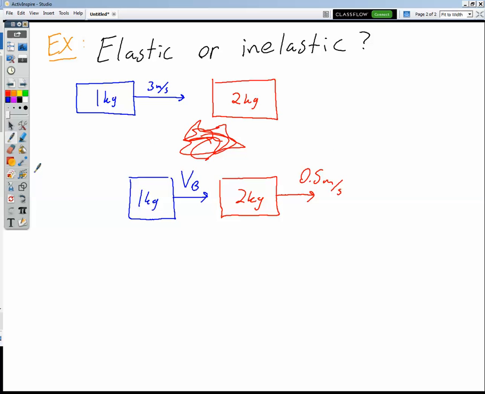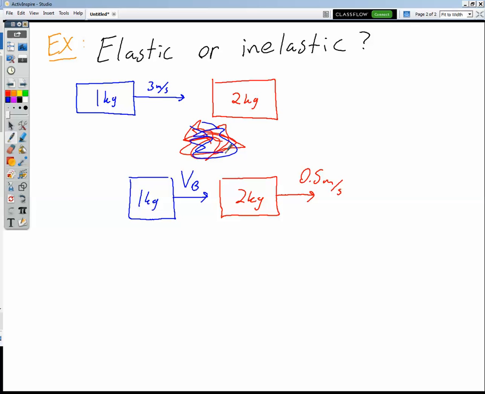Okay, so here's our example problem, and we have a blue cart of 1 kilogram moving at 3 meters per second to the right, and we have a stationary red cart of 2 kilograms. Blue cart collides with the red cart. That's what this is. This is the collision, and after the collision, the red cart's moving to the right at a half. First question, what is the velocity of the blue cart as a result of the collision?